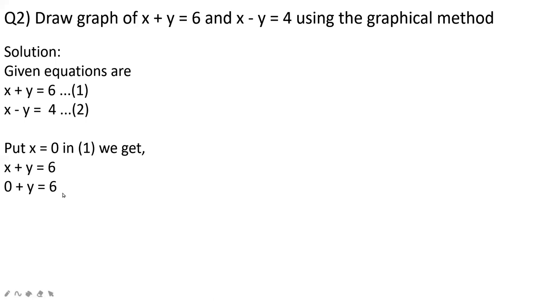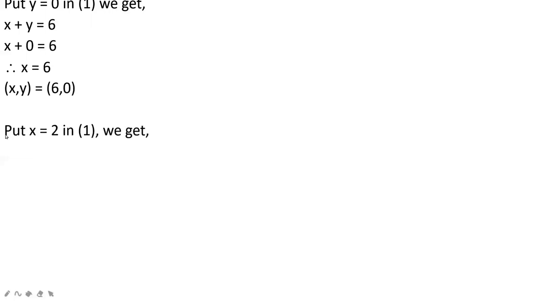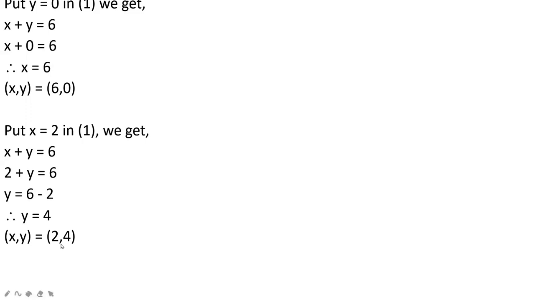So 0 plus y is 6. So I get my y as 6. So my x comma y is 0 comma 6. Then we will substitute our y as 0. So x plus 0 is 6. Then our x is 6. So we get 6 comma 0. Then we will substitute x as 2. So we get 2 plus y is 6. So y is 6 minus 2, that is 4. So our x comma y is 2 comma 4.